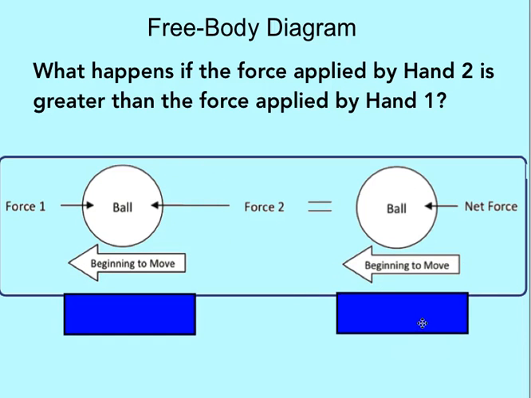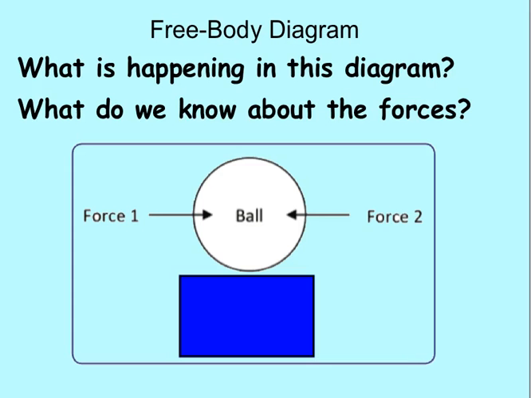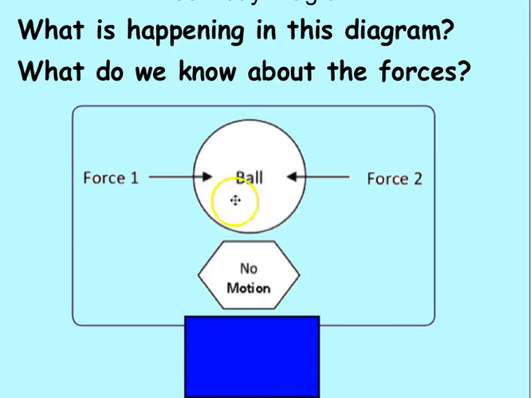So it would begin moving and it would move in that direction. So what does a free body diagram do? Let's look at what's happening in this diagram. Is there going to be any movement? How do we know? Well, if these two are equal, there should be no motion because the forces are equal.